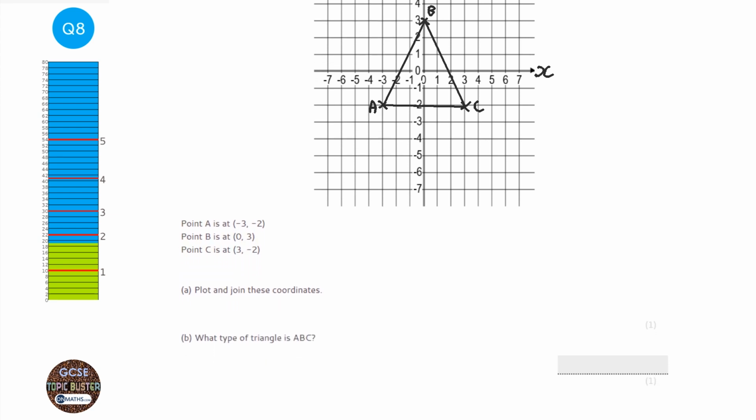Now, question B says, what type of triangle is ABC? So, looking at it, it looks like this length here and this length here are exactly the same length. So, when we've got a triangle with 2 sides the same length, it's an isosceles triangle.